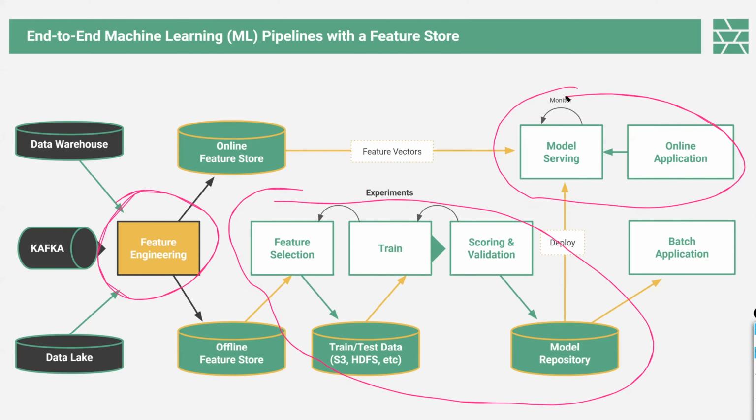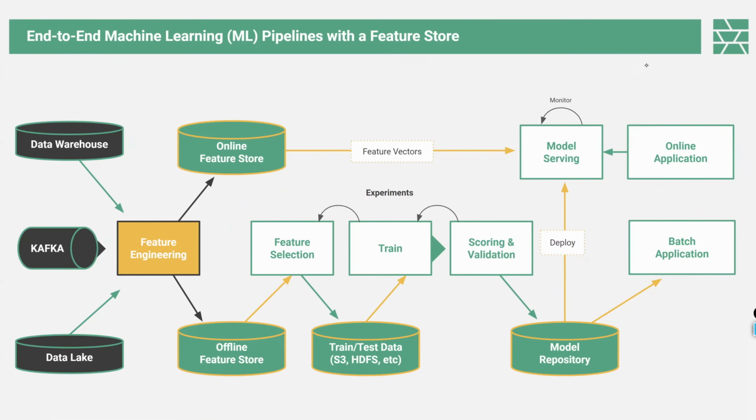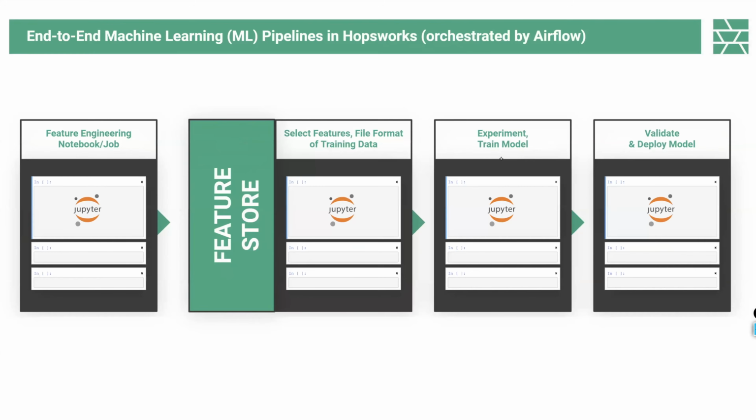And these in Hopsworks can be any platform. You can have the feature store alone, that's this thing here, and you can do feature engineering in any Python or Spark environment, and you can do your model training in any data science platform you want, and you can do your model serving again in any model serving infrastructure that you like.